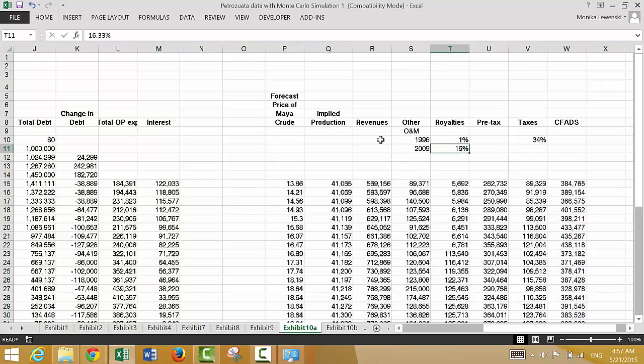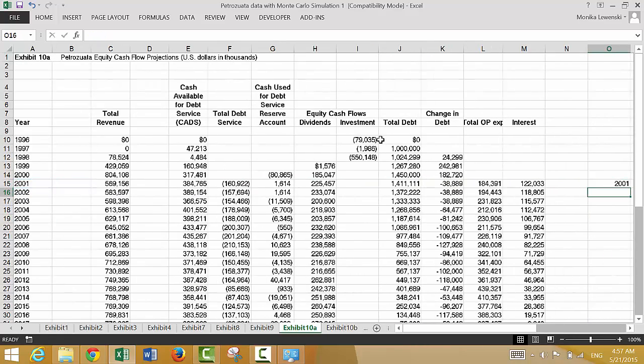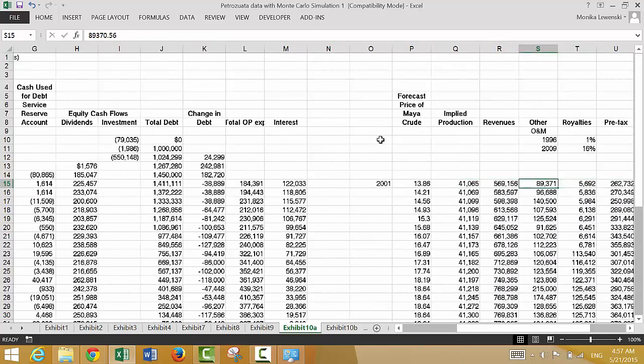Okay, and we have a royalty rate that changed. So what we have here is the oil price, and we have the production, and we multiply the oil price by the production, and then we have other O&M costs that are fixed, royalties that depend on what year we are. You know what I should do is put the year over here. Okay, so this is really only our operating period.